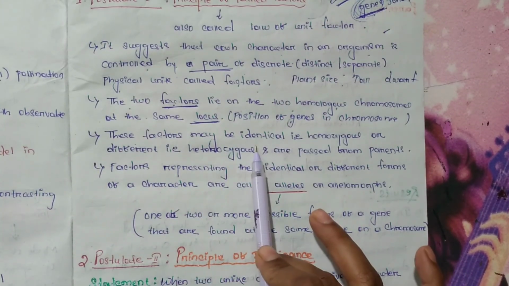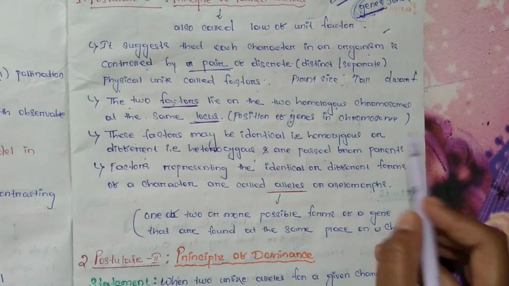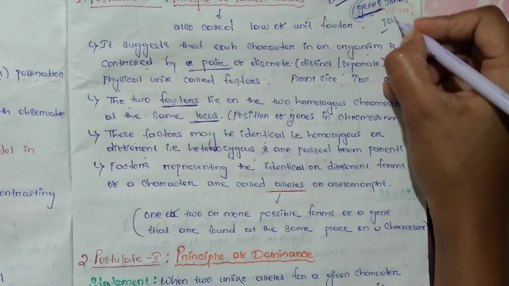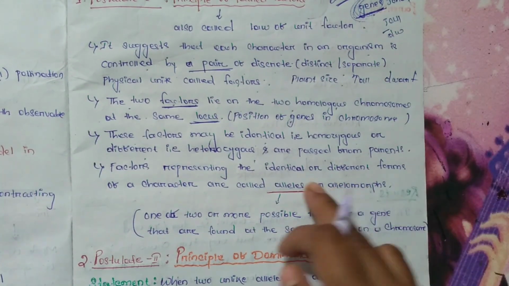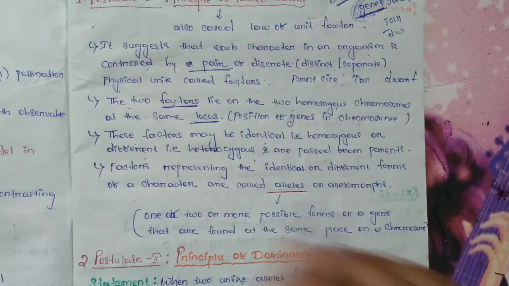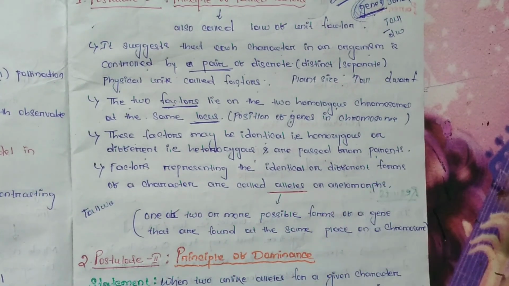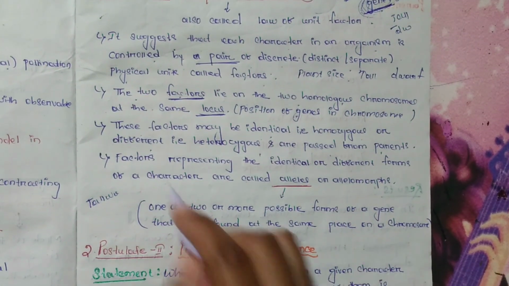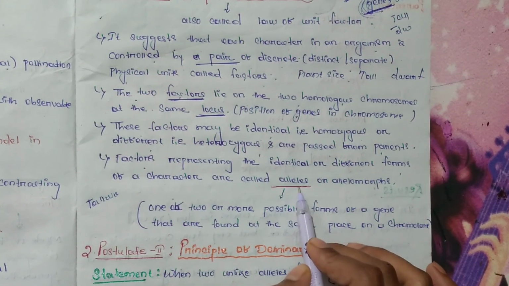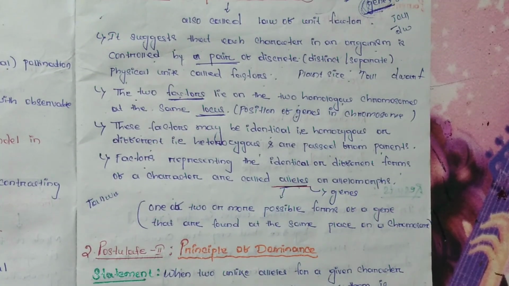These factors may be identical, that is homozygous, or different, that is heterozygous, and are passed from the parents. These factors are identical, they may be tall or dwarf, pure breeding tall or dwarf. They are passed from the parents to the offspring. The factors representing the identical or different forms of a character are called alleles. These alleles are none other than genes.